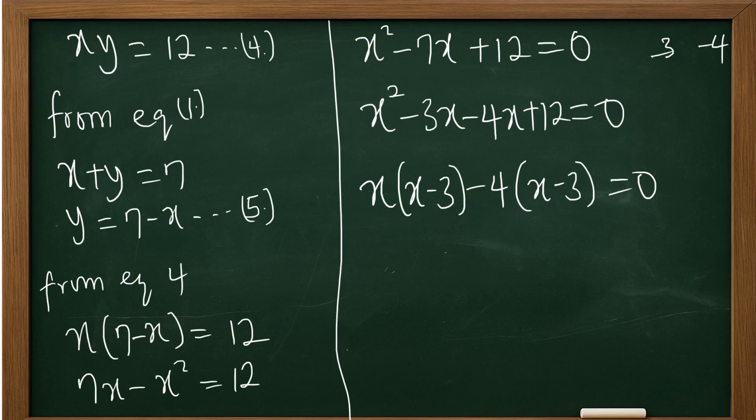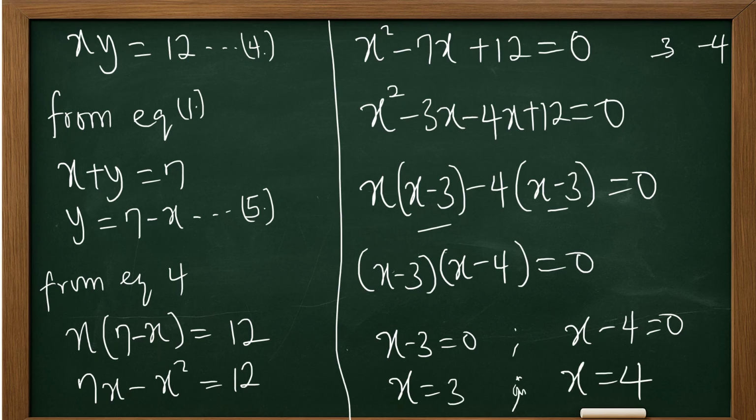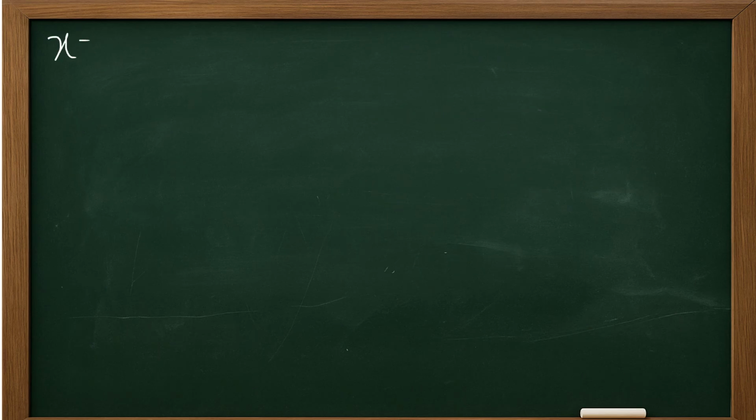Now x minus 3 is common to both sides. Factor it out. And here we have x minus 4 equals to 0. So here I can say that my x minus 3 equals to 0, and also my x minus 4 equals to 0. So here we have x equals to 3, and also we have x equals to 4. So these are the two values for x. Let me rewrite this. X equals to 3, and also x equals to 4.